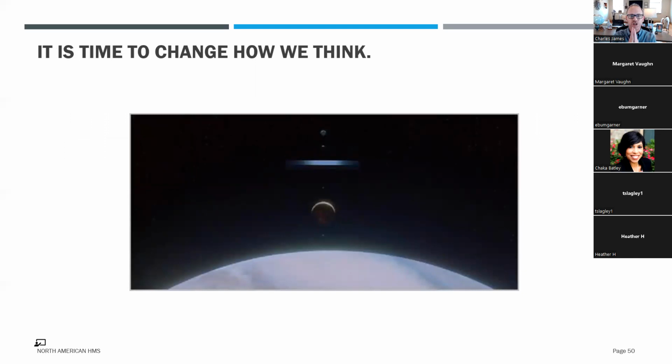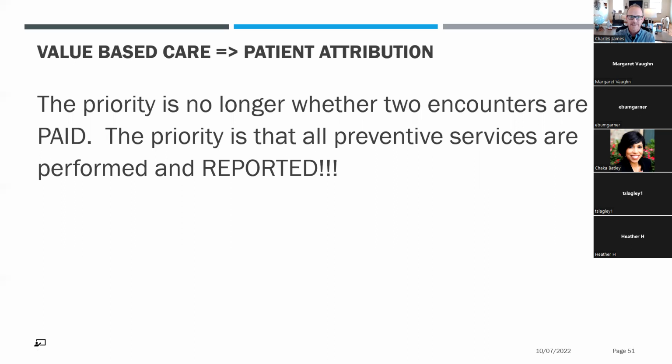So we have got to start changing how we think about our preventive services. We have got to get out of our mind that our priority is whether or not we get 2 encounters. That is no longer the priority. It can be a priority, but the priority is we're getting all of our preventive services on our claims and reported to Medicare correctly according to what we've documented in the chart. And that's how not to wind up with goose eggs on your annual wellness visit compliance, because that's what we're seeing.